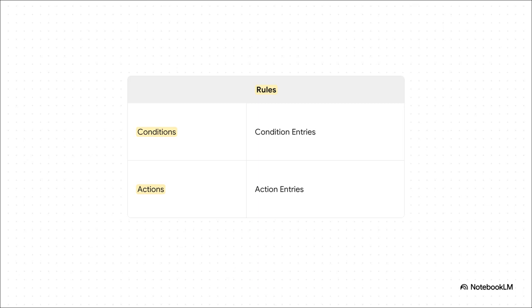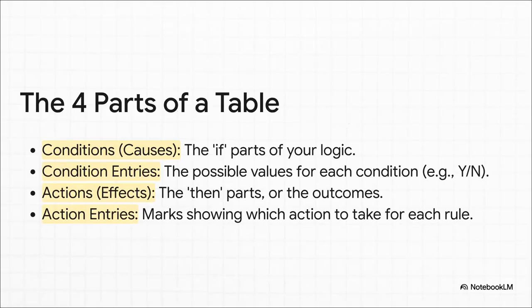Simple as that. The whole thing is built on just 4 key parts, these 4 quadrants you see here. And honestly, if you can understand what each of these boxes does, you've mastered the whole technique. So let's break it down. In the top left, you list your conditions. These are all the if questions you need to ask. Down below that, in the bottom left, you list all the possible actions, the then things you might do. Now the top right is for condition entries. That's all the yes, no, true, false answers. And finally, the bottom right, the action entries. That's where the magic happens. It's where you put an X to mark exactly which action happens for each rule.